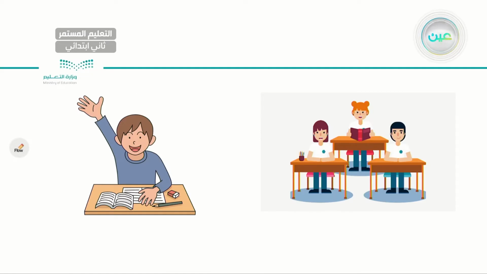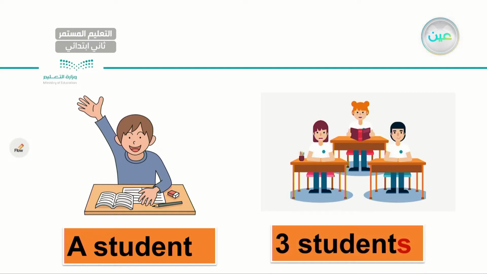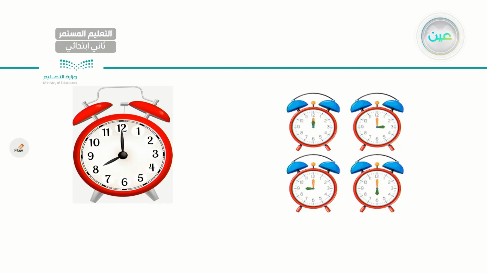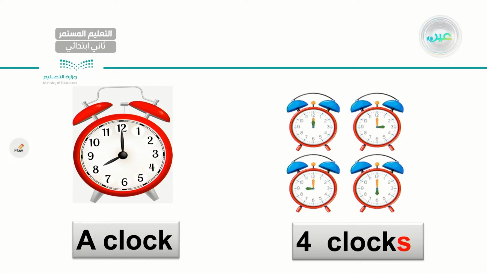How many students can you see? I can see a student. Singular, a student. The next picture I can see 3 students. Very good. A student, 3 students. Now, how many clocks can you see? A clock, singular, a clock, 4 clocks. Singular starting with a consonant, a clock. Plural, 4 clocks. We don't need an article.